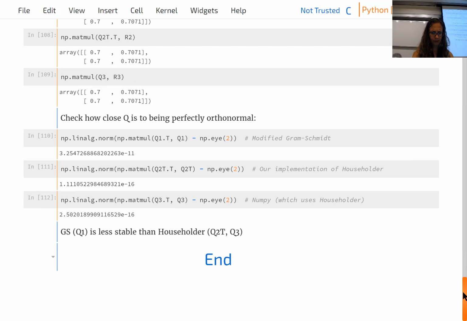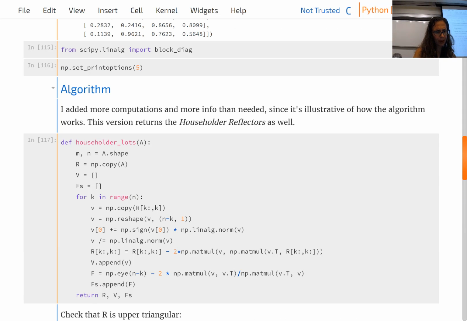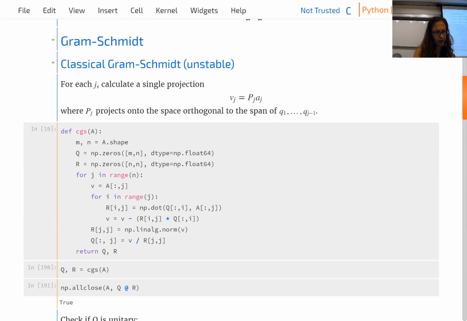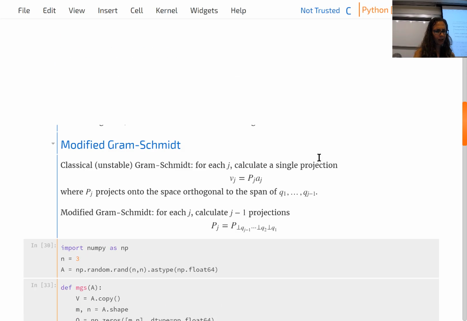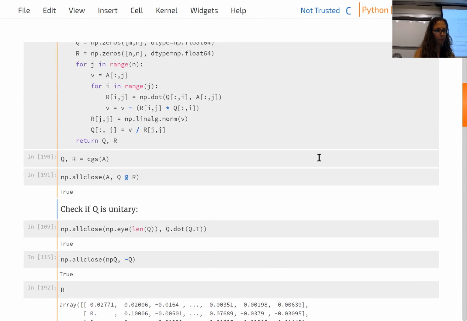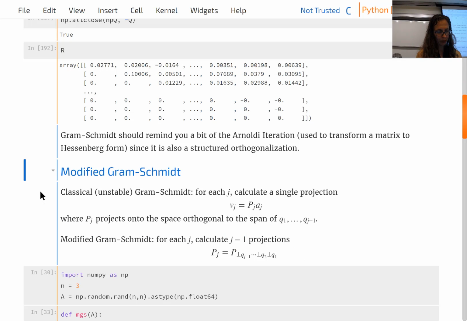I think that might be all I want to say about, well, I'll briefly put classic Gram-Schmidt and modified Gram-Schmidt next to each other just to compare.